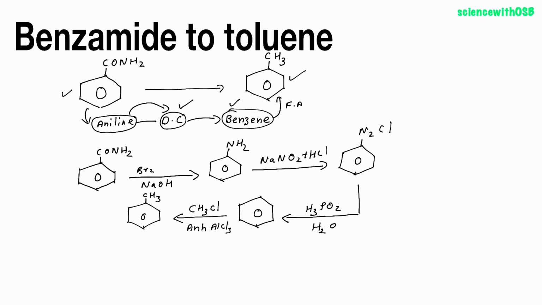We start with benzamide. It undergoes the Hofmann bromamide reaction. We got aniline. Then see, it becomes diazonium chloride. Then we add H3PO2 and H2O. It becomes benzene. And by Friedel-Crafts alkylation reaction, you got toluene. Okay, we got the required answer.